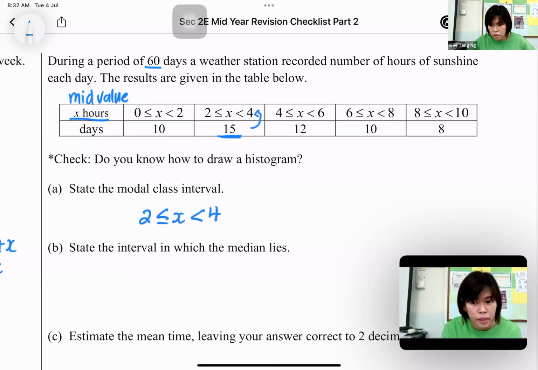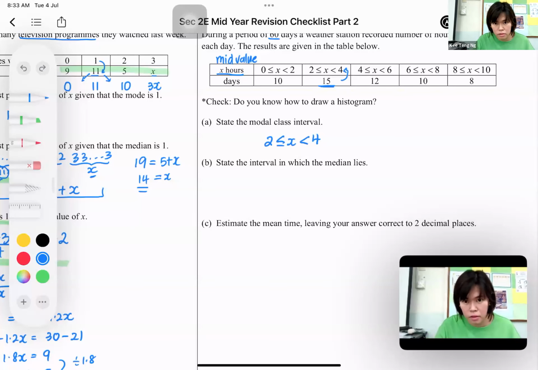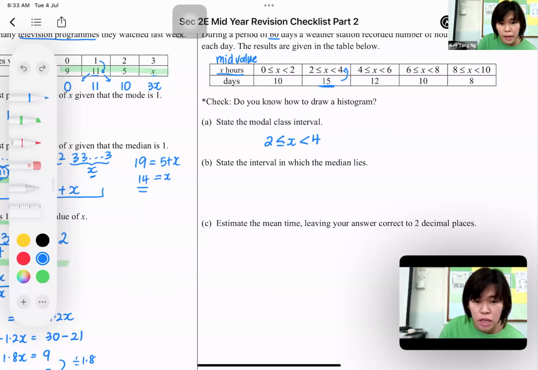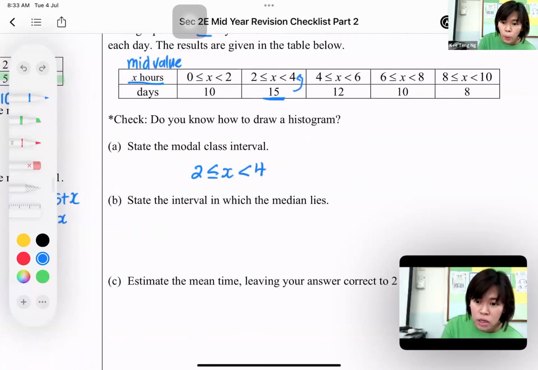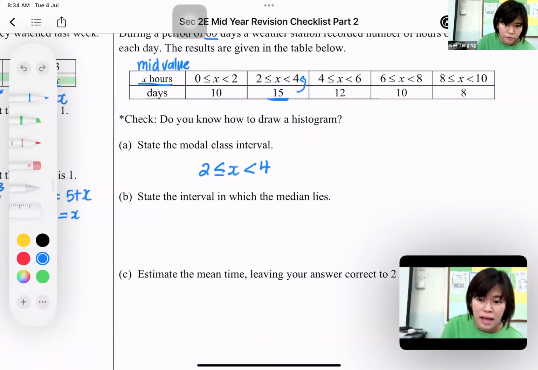Okay, I think the system is hang again. Okay, sorry for the disturbance. I think that's very poor connection because I'm in my classroom. So I think the recording has some interruptions. Okay, but anyway, when we say state the modal class interval, do not use the mean value to represent your answer. Copy the whole class interval as the value.